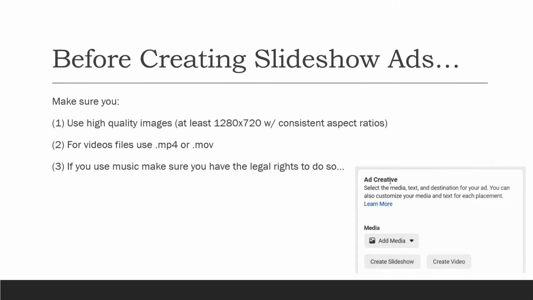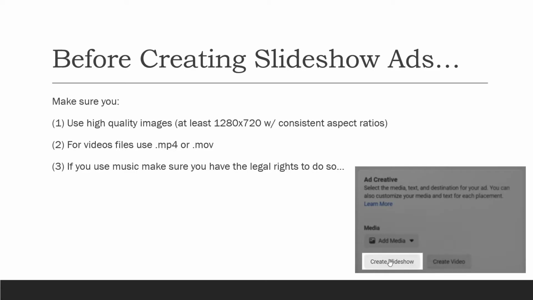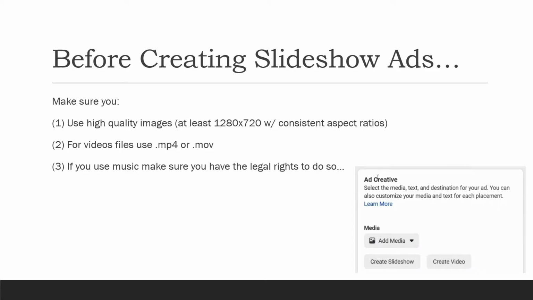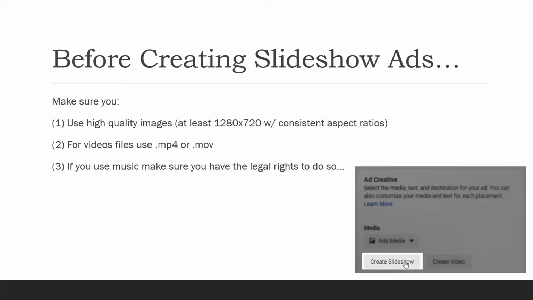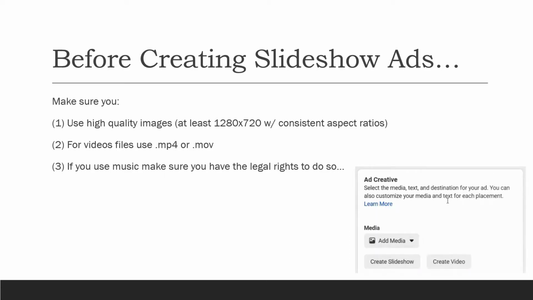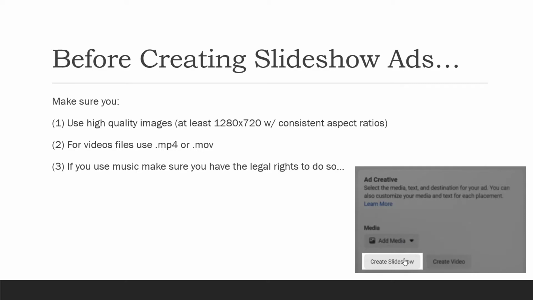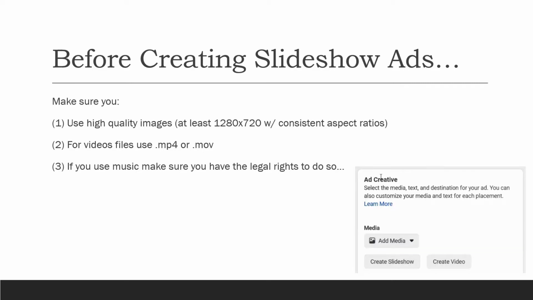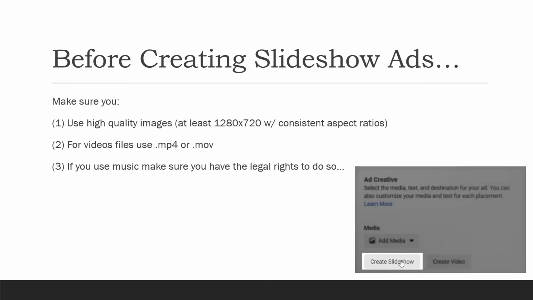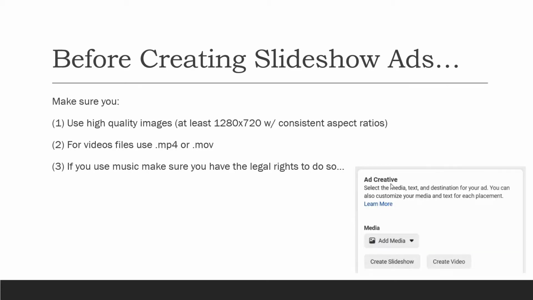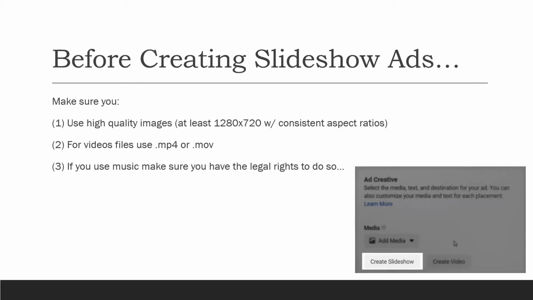One, you want to use high quality images, and it's recommended to have at least 1280 by 720 at the minimum, and consistent aspect ratios. Now, this is advice straight from Facebook. Number two, for video files, you can use .mp4 or .mov files. And then lastly, if you use music, make sure that you have the legal rights to do so. So that's pretty obvious, but I wanted to throw that one out there too.